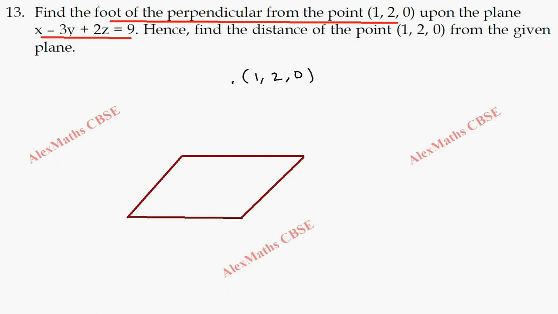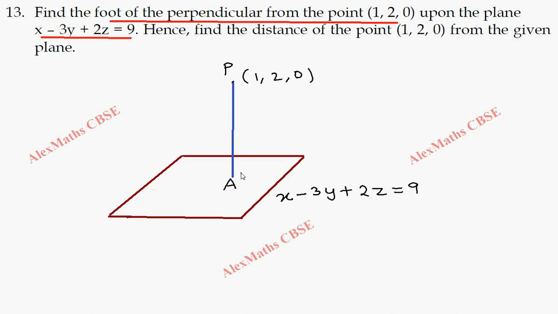We have to find the foot of the perpendicular. So we have to drop this to the plane perpendicularly. The point where it meets is the foot of the perpendicular. Let's take this point as P and this is A, and the equation of the plane is x minus 3y plus 2z equal to 9.